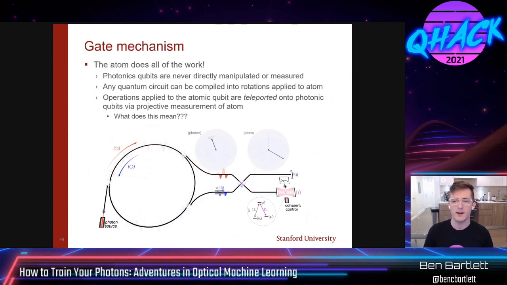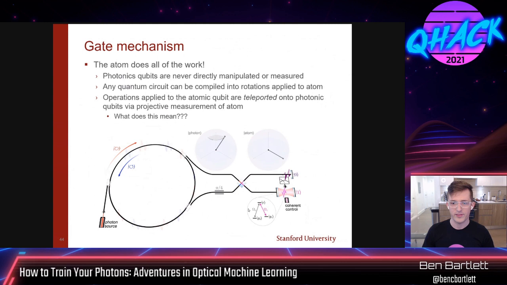So in our device, the atom does all of the heavy lifting. It essentially allows you to perform arbitrary operations and measurements on the photonic qubits without ever directly touching them. We never directly manipulate the photonic qubits other than directing them from the storage ring into the scattering cell. Any quantum circuit that you want to implement on the device can be applied to the photonic qubits by compiling it into rotations that you apply just to the atom. And the operations that you apply to the atom are actually teleported onto the photonic qubits via projective measurement.